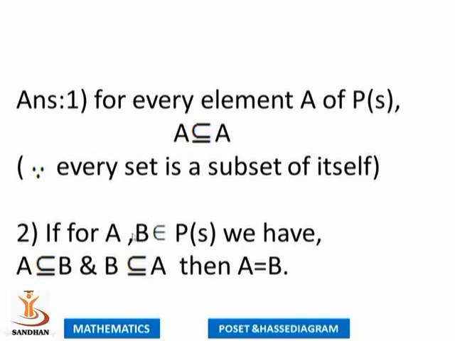Now the second condition is antisymmetry. If we take two sets A and B from the power set, and A is contained in B, that is A is a subset of B, and B is contained in A, that is B is a subset of A, then obviously both sets are equal. So A is equal to B. So antisymmetry: A subset of B and B subset of A implies A equals B.